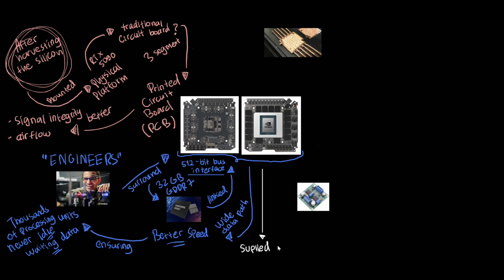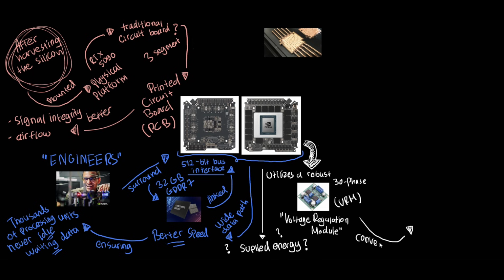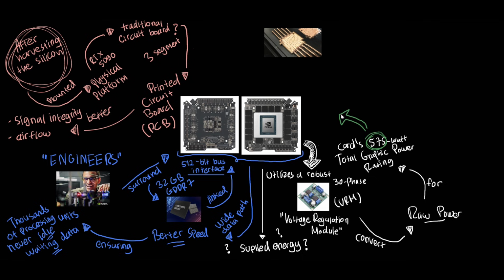To supply the energy required for these calculations, the main board utilizes a robust 30-phase voltage regulation module, which is responsible for taking the raw power from your wall and converting it into a stable, clean current to feed the card's 575-watt total graphics power rating. However, pushing that much electrical energy through such a dense cluster of transistors generates a tremendous amount of heat.